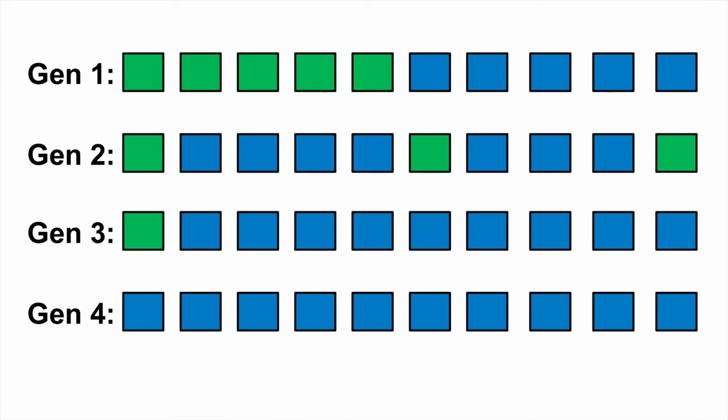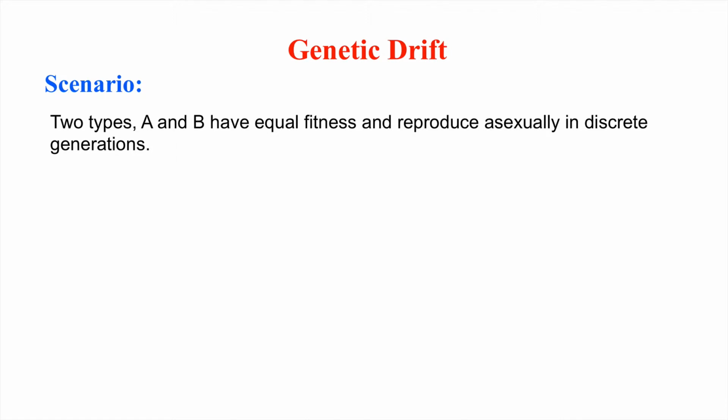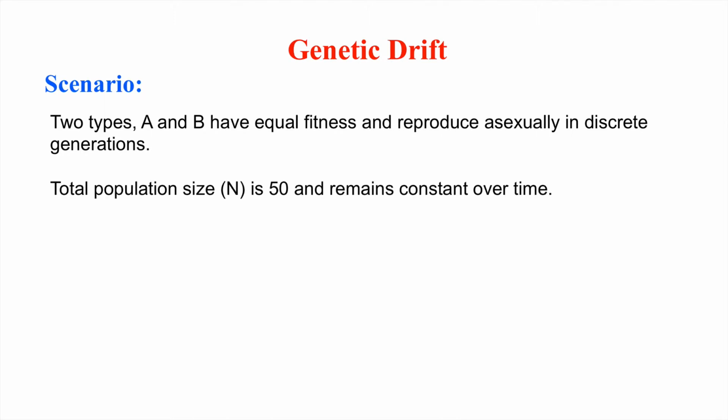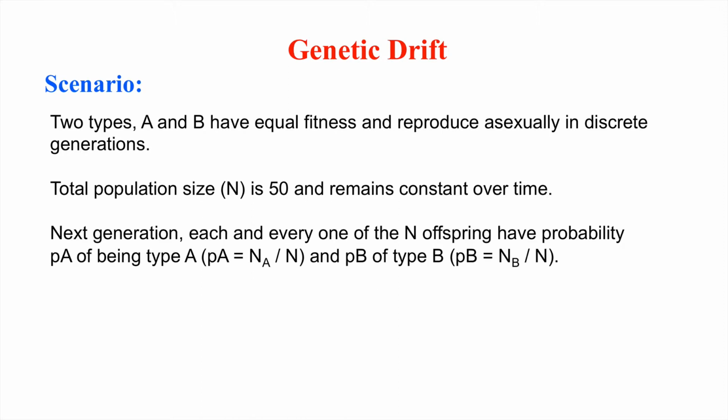So now let's simulate something similar in R. Let's assume that we have two types, A and B, that have equal fitness and reproduce asexually in discrete generations. The total population size, n, will be 50 and will remain constant over time. In the first generation, there will be 25 individuals of each type. Now obviously, as we know, in the next generation, each and every one of the n offspring will have probability PA of being type A and PB of being type B. And we want to observe how the population changes in composition over time until either type A or type B goes extinct. Now there are a couple of ways to simulate this in R.